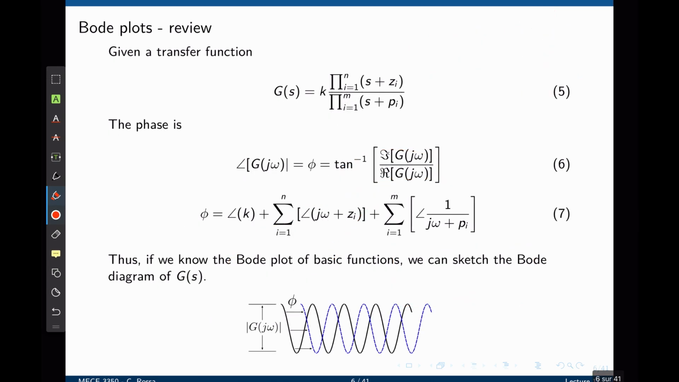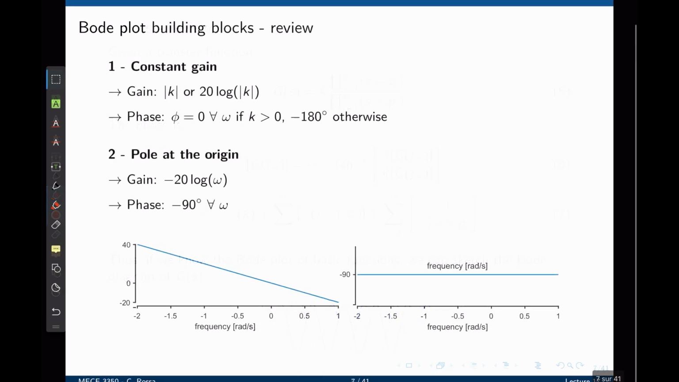For the phase, we can take a similar approach. If you take the same transfer function, now given in equation 5, we can calculate the phase of each pole and zero, add the phase of all zeros, subtract the phase of all poles, and that is the phase of the entire transfer function at a particular frequency. We can now define elementary building blocks that will help us construct the Bode plot of complex functions.